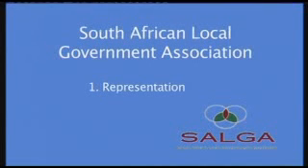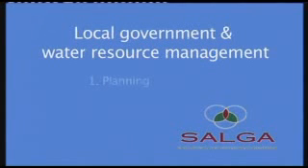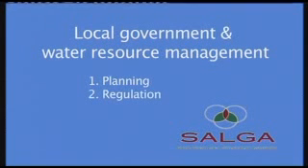The first is that of representation, advice, and that of supporter. In terms of water resources management, what we have done is we have developed a framework. And it basically covers three main roles of local government at that level: that of planning, that of regulation, and that of water use.